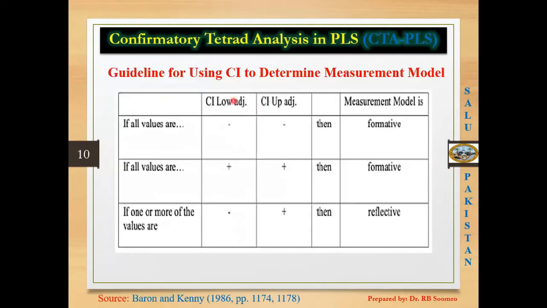Okay. Then guidelines are very important for knowing whether my measurement model is reflective or formative. In this regard, confidence intervals are given here. So the first thing is about all the values, with the R values in the case of the CTA: the confidence interval low adjustment and the confidence interval up adjustment. So now, what about this one and how can you perform it?